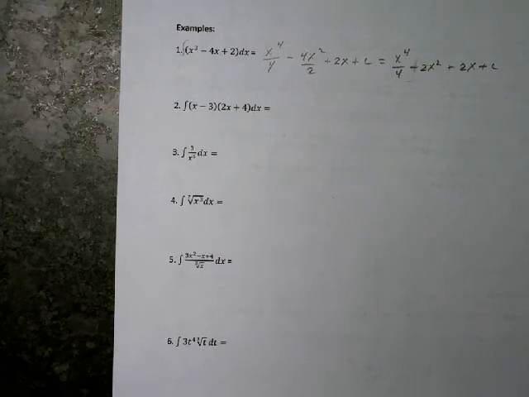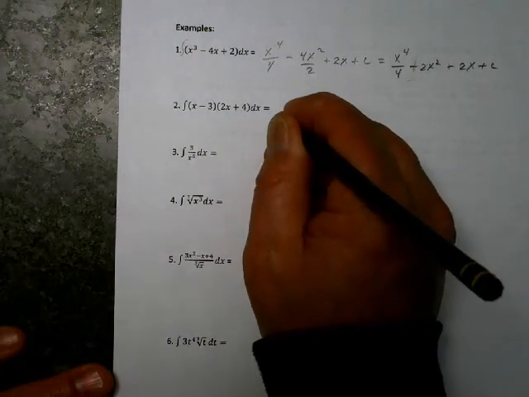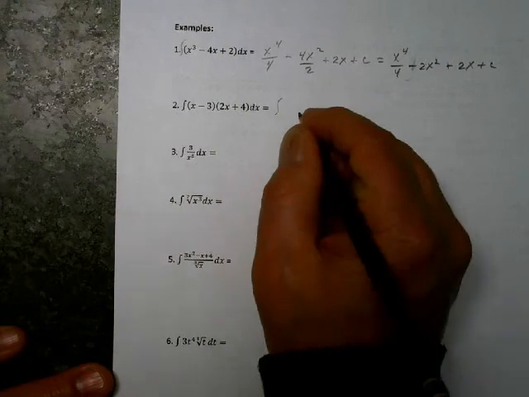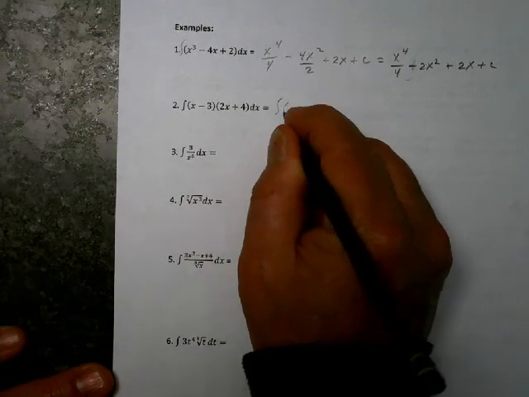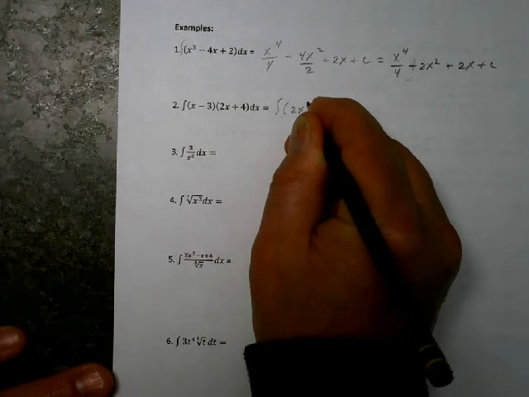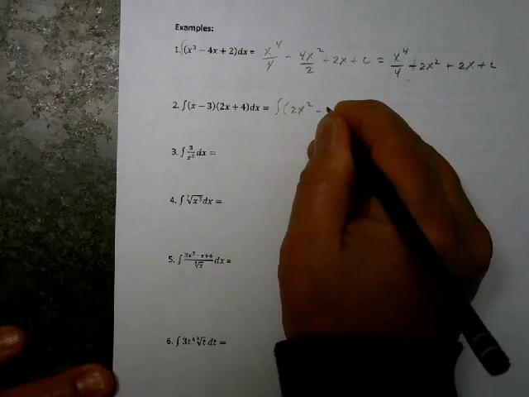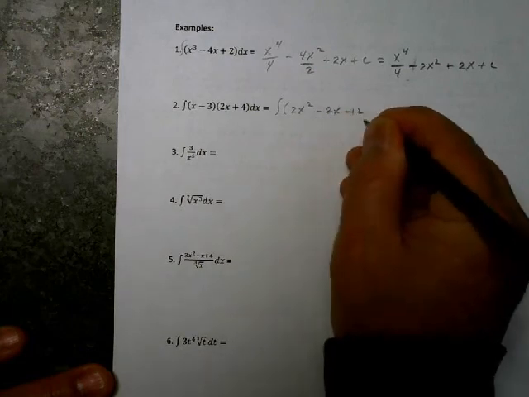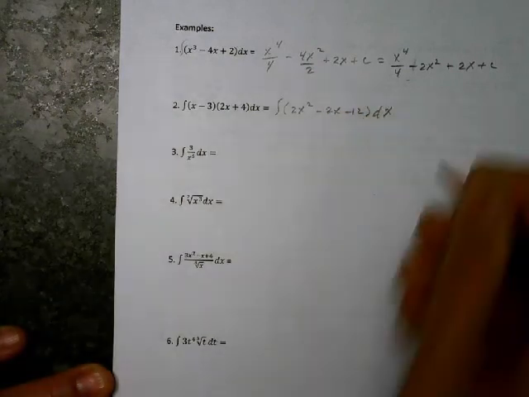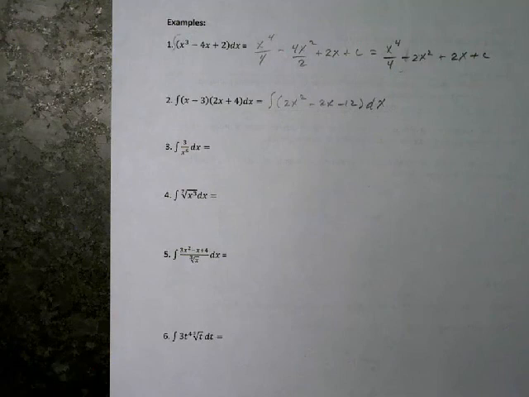Now in this one here, I have the integration of x minus 3 times 2x plus 4 dx. What I would suggest you do here is go ahead and multiply that together. It'd just be easier to integrate it. So when I FOIL this out, I get 2x squared minus 2x minus 12 dx.